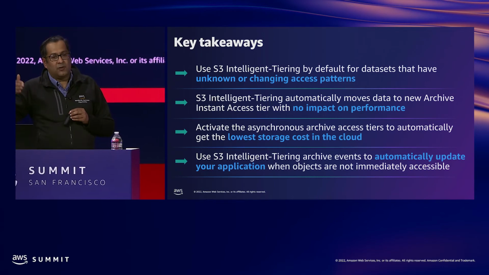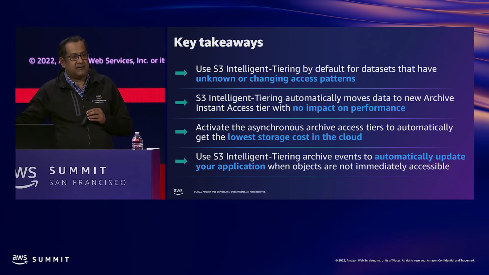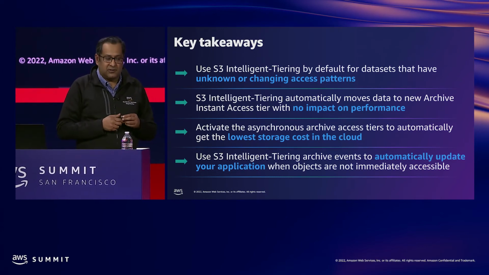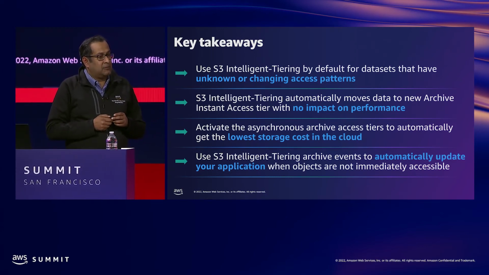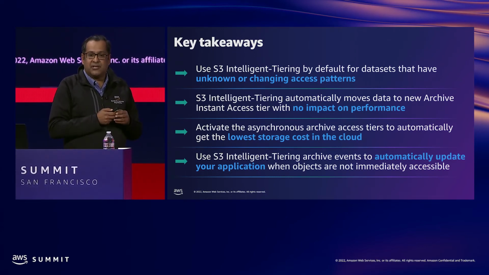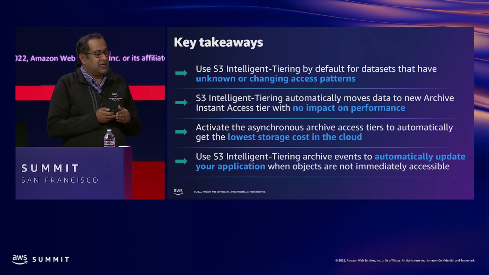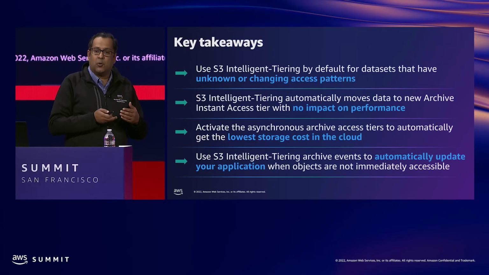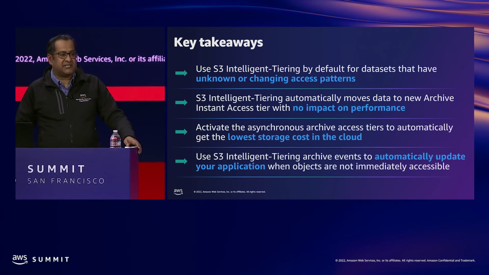If you want to go even lower in cost, activate the async tiers. Remember, they're opt-in. They're not on by default, right? And the final recommendation, the last point, is to use event notification if you have an application that needs to know when the data has gone to one of the async access tiers.